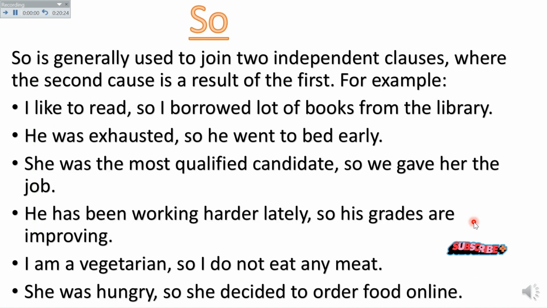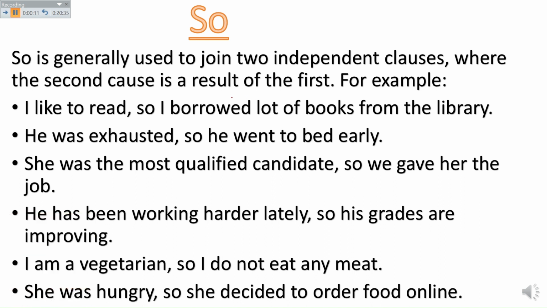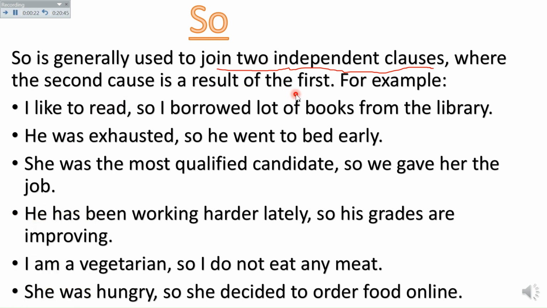So let's see the last one. So is generally used to join two independent clauses. That's what you need to remember in the case of so. It joins independent clauses only. No phrases, no words. The second clause is a result of the first. The second clause is the result of the first.